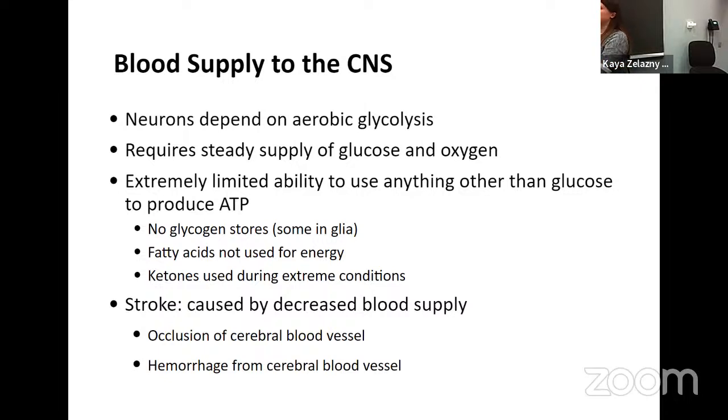But the other thing that can happen is that if you have some type of damage, like hemorrhage, right? If a blood vessel in your brain gets cut somehow, or you just have something burst, bursting, this can cause hemorrhage. And if you are losing blood, it's not getting to where it should be. So this also is a type of stroke.